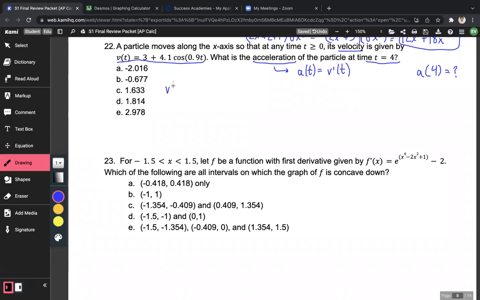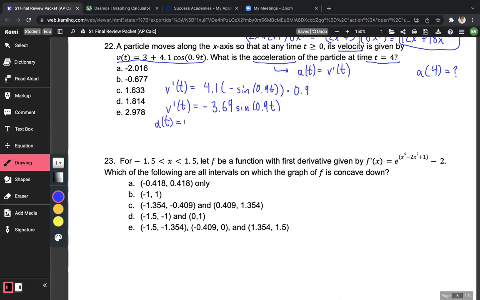All right, so let's calculate what v prime of t is. So 3 is a constant, goes away, don't care about it. It's going to equal 4.1 times the derivative of cosine, which is negative sine of 0.9t. And then by my chain rule, I've got to multiply by the derivative of 0.9t, which is just 0.9. Using a calculator, it's obviously a calculator question, just looking at the answer choices. That is going to give me negative 3.69 sine of 0.9t.